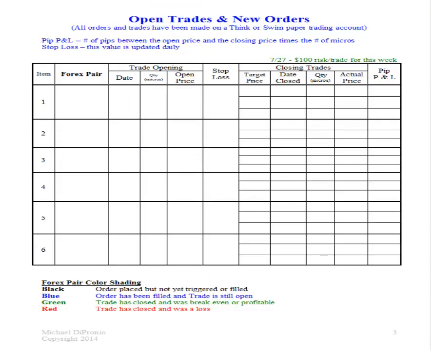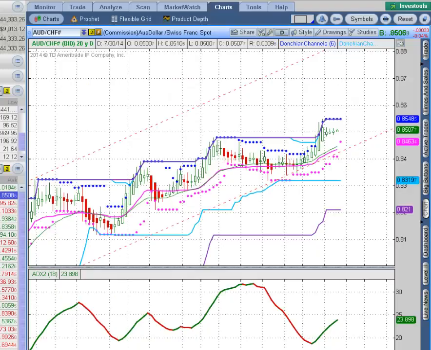Here's our trade summary chart for July. For open trades, there are presently no open trades. As for new orders, no new orders were placed today, and we'll discuss the reasons why when we look at the price charts. We'll first look at the daily price charts for 4 qualified pairs.